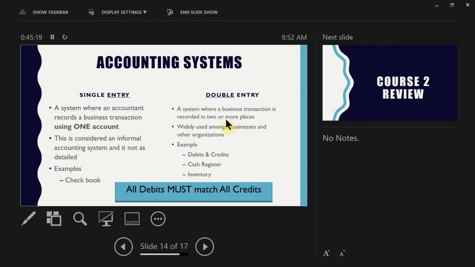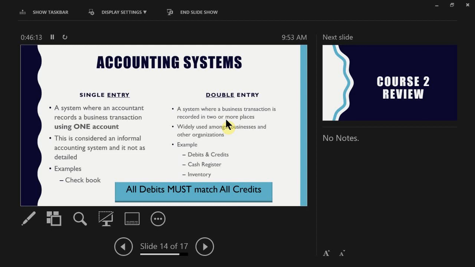I'm going to give you another example. When you write a check, okay? When you write a check, single entry would be you just record it in your checkbook, right? That is single entry. I recorded that I wrote a check. In double entry, I'm going to record that I wrote a check, but I'm also going to decrease my checking account because I wrote a check out, meaning I don't have that money anymore. Okay, so I'm going to write a check. So that means I'm going to record that I wrote a check, and I'm going to record that I'm decreasing my available money, my checking account. All right. Does that make sense?